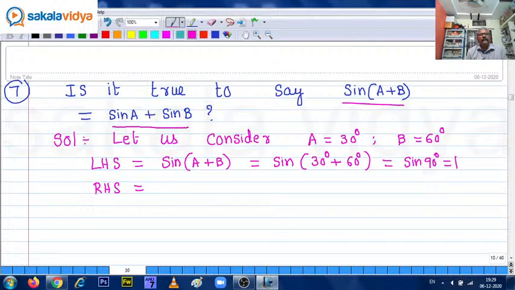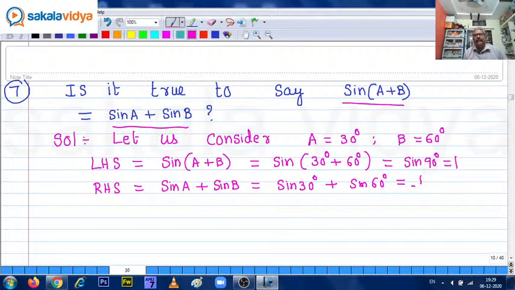Now you come to the RHS part. RHS means sin A plus sin B, which means sin 30 plus sin 60. Sin 30 is 1 upon 2. Sin 60 is root 3 by 2. So 2 is the LCM, 1 plus root 3 by 2. 1 cannot be equal to (1 plus root 3) by 2. Here LHS does not equal RHS.